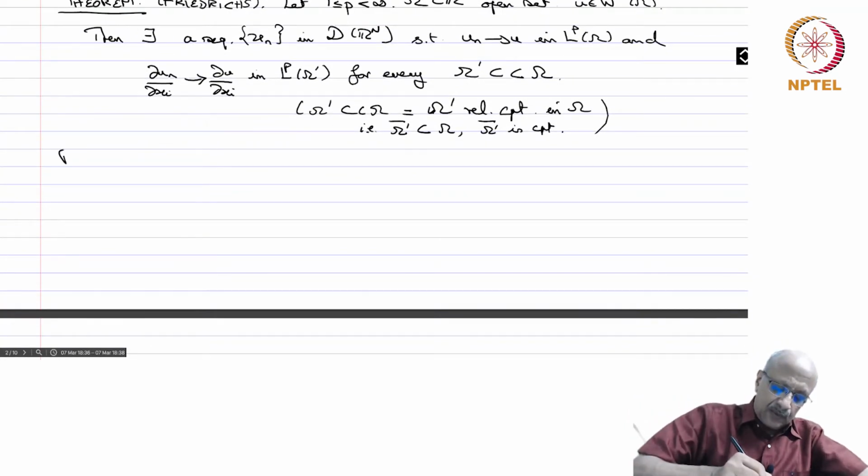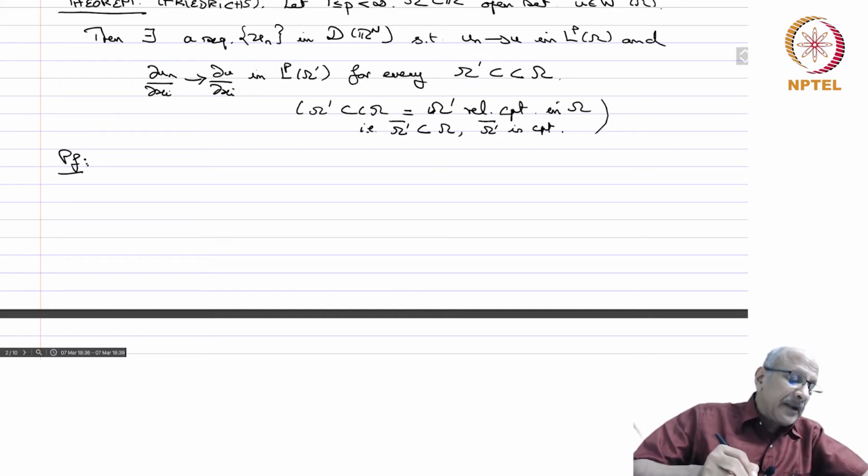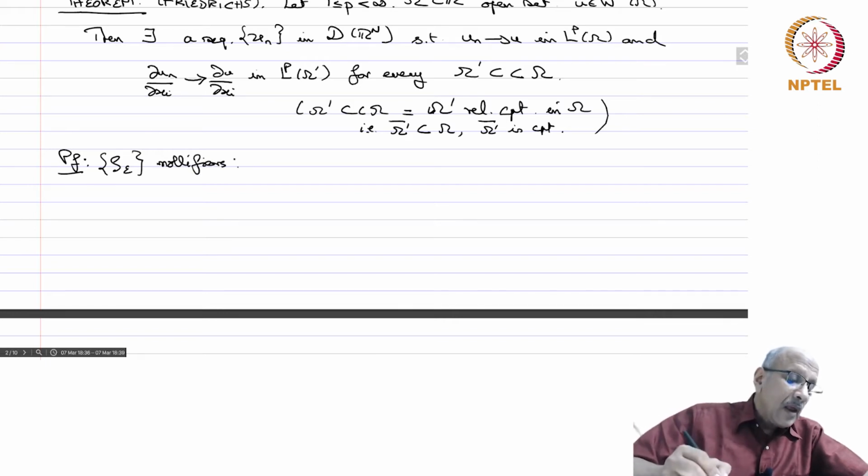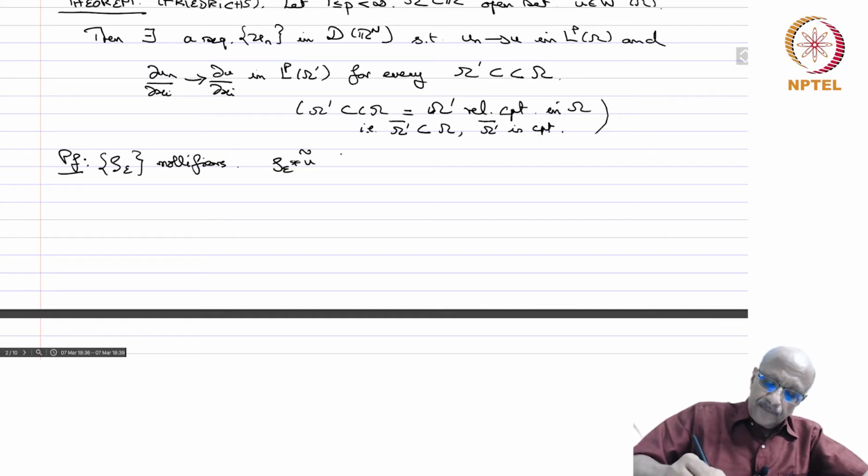So let us try to prove this. As before, we will always denote by tilde the extension by 0. With rho epsilon the mollifiers, we know that rho epsilon star u tilde converges to u tilde in L^p(R^n).